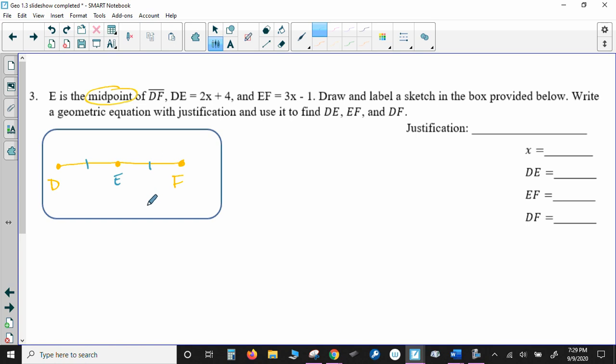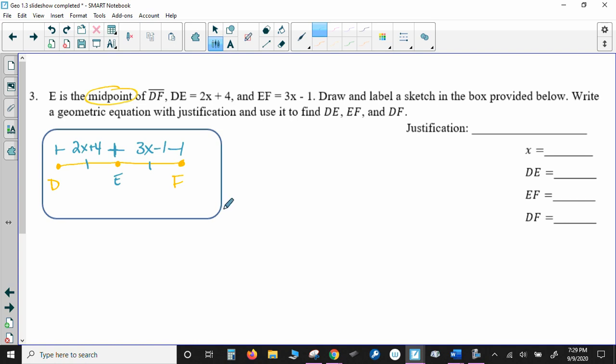This problem says that DE from here to here is 2x plus 4. This is like right in the middle, sorry. And it says that EF is 3x minus 1. You need to draw and label a sketch. I did that for you. Write a geometric equation. So this is very, very similar to the other one.